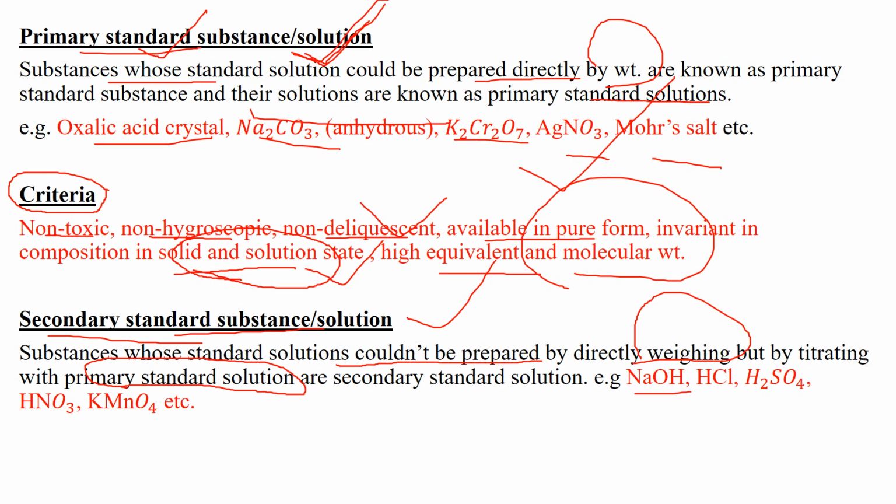Sodium hydroxide, HCl, sulfuric acid, nitric acid, and potassium permanganate are examples of secondary standard substances, and their solutions are known as secondary standard solutions. Remember, the strength of such solutions can be calculated by using primary standard solutions.